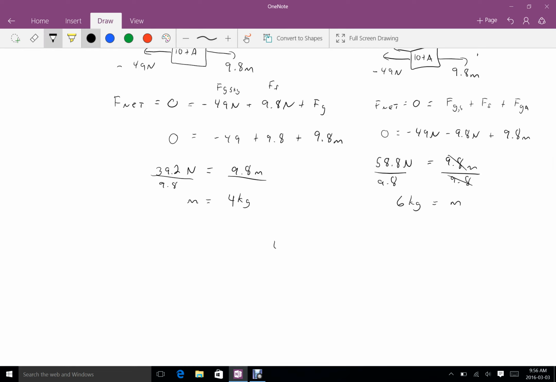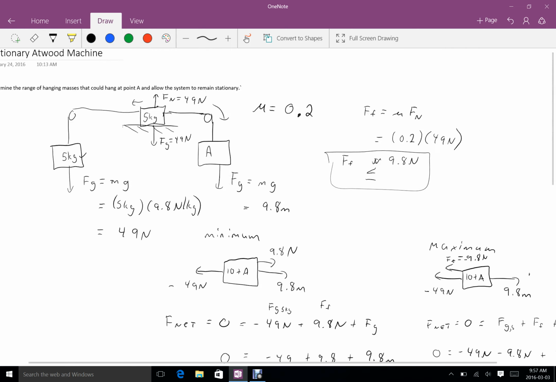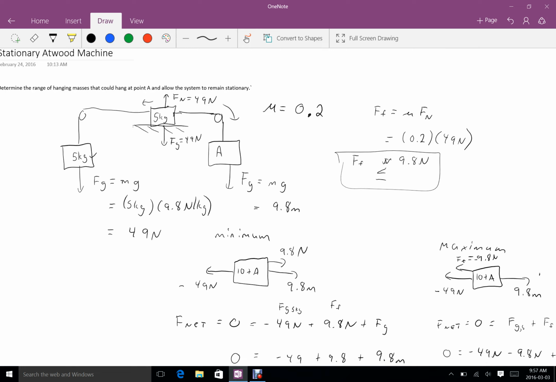So any mass between 4 kilograms to 6 kilograms will allow the system to be stationary. Less than 4, the 5 kilogram on the left hand side would win, and everybody would go to the left. More than 6 and the A would be too big and everybody would fall to the right.